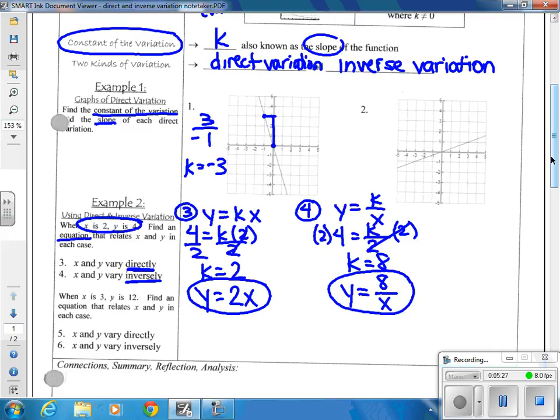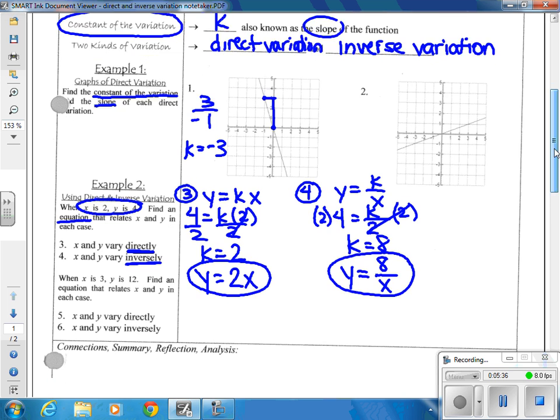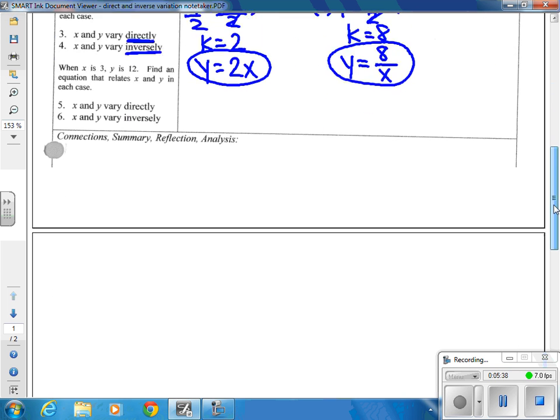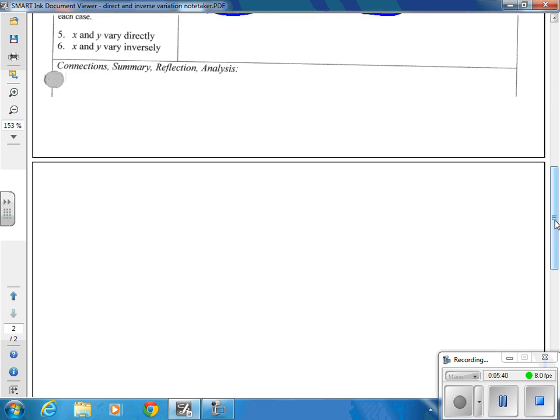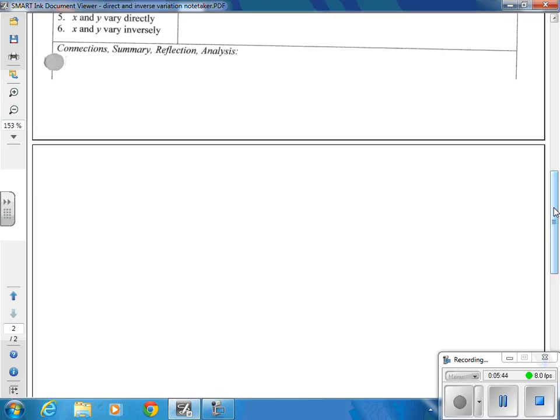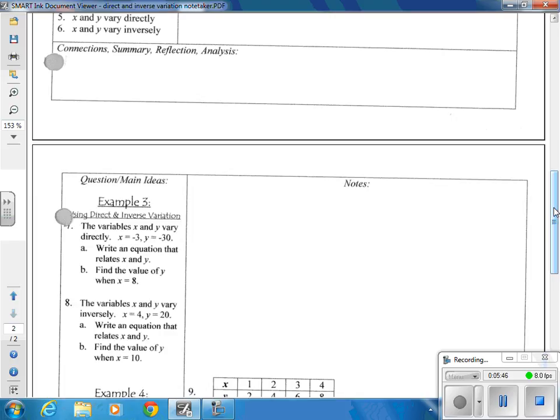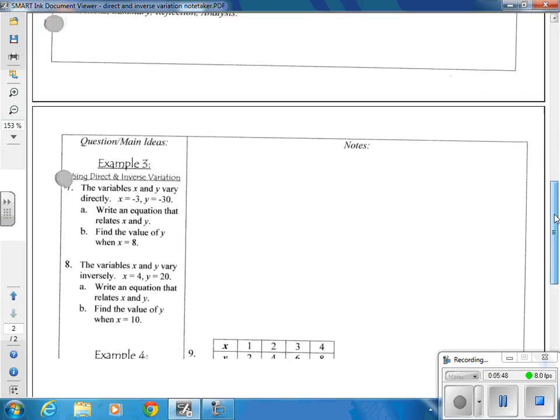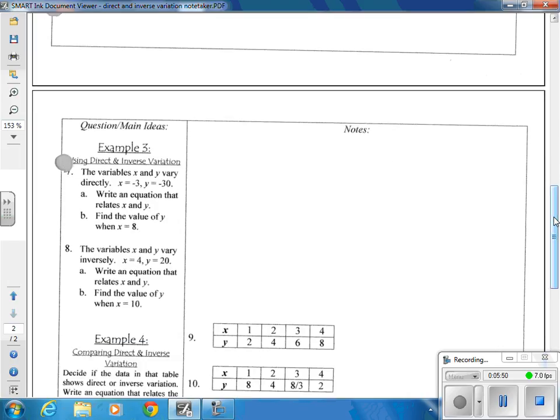So you try numbers 5 and 6, this time using the value of x is 3 and y is 12, and see what inverse and direct equations you come up with. If you flip it to the back side, example 3 is going to have you doing a little bit more of the same stuff, but then it's going to ask you to use the equation that you generate to apply it to another value. So I will do number 7, and then you will have number 8.